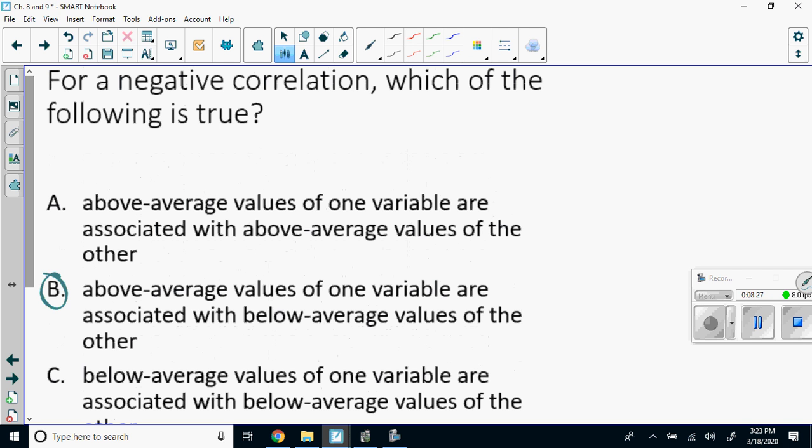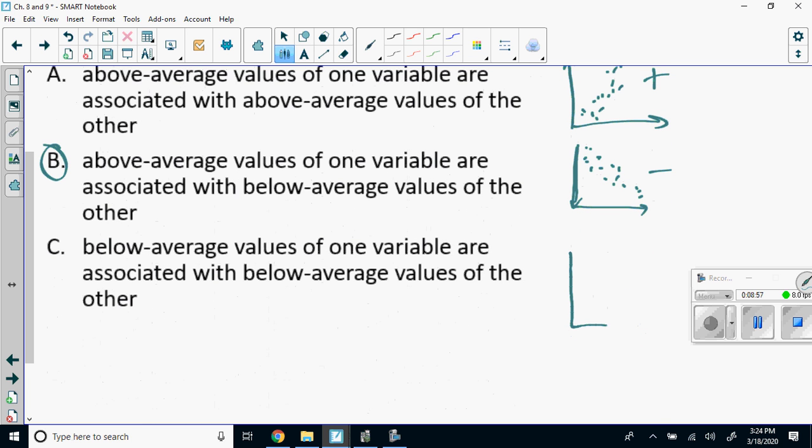Okay, you should have chosen B. So what this is saying is, on A, as one variable goes up, so does the other, so that would look like this. That's positive. This is saying, as one variable goes up, the other one goes down. So we start out here at the top and work our way down as we go to the right. That's negative. And then C is just the exact same thing as A, but it's saying as one goes down, so does the other. So it's still positive.